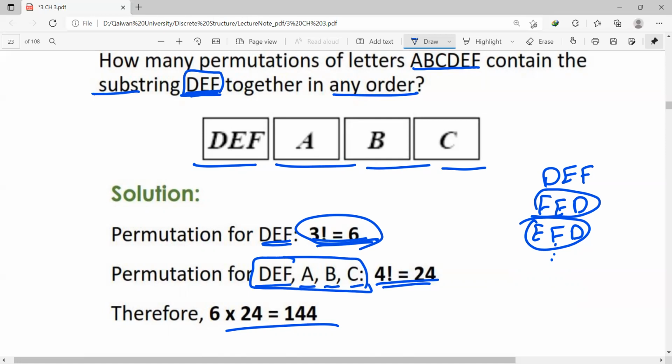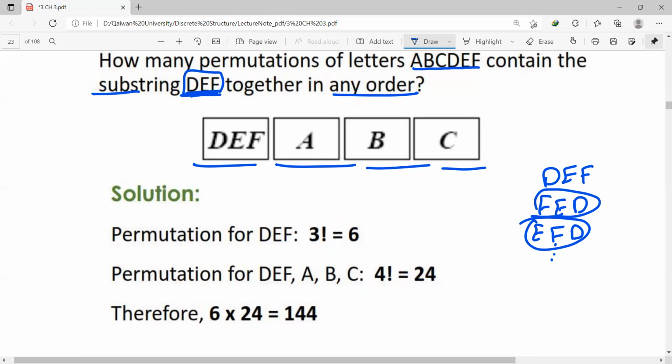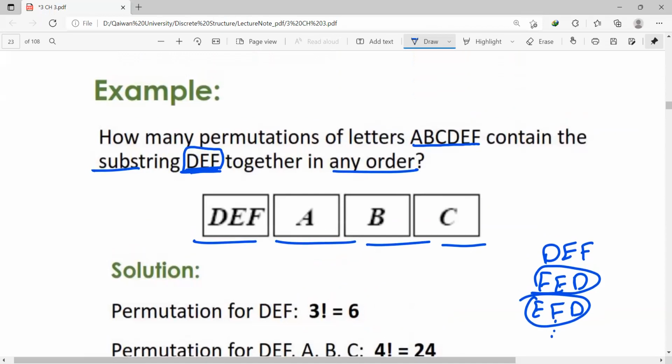But here for D, E, and F, we have a permutation which is 6, which is 3 factorial. We say 6 times 24 is 144. So the permutation for this example is 144.